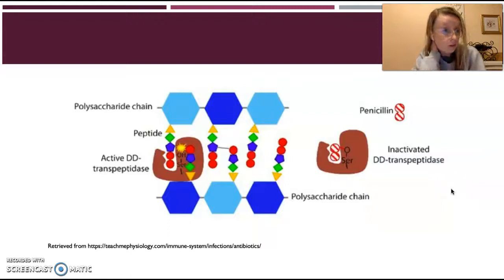And then this is a visual of it in action. Here we have transpeptidase creating the cell wall. It's binding these two molecules together. But then penicillin comes in and it blocks the transpeptidase so that it can't continue building the cell wall.